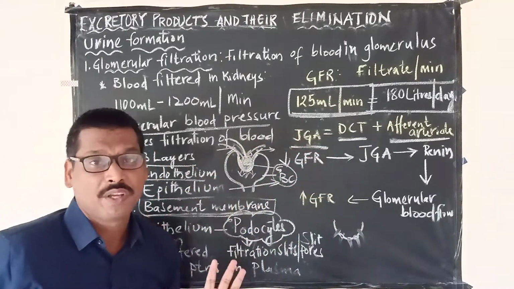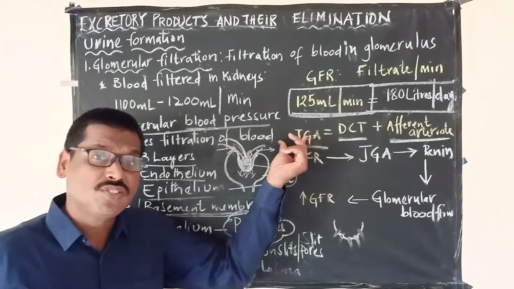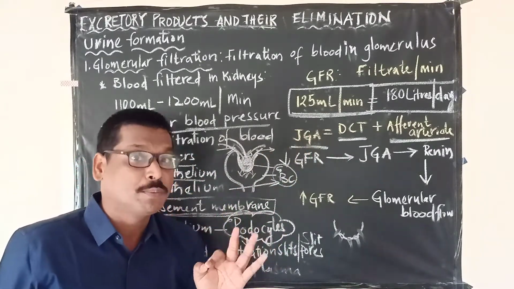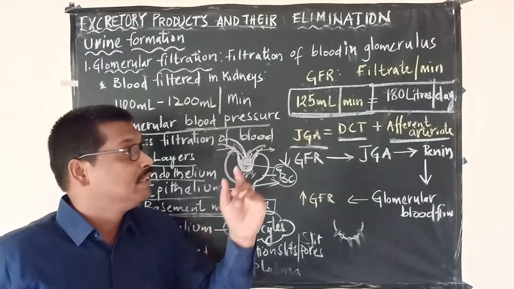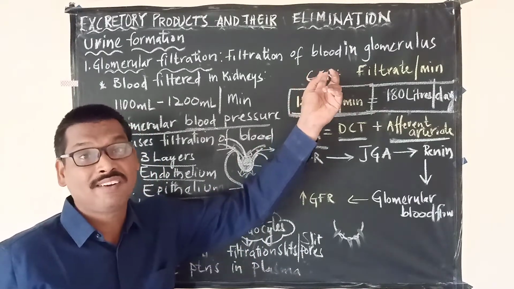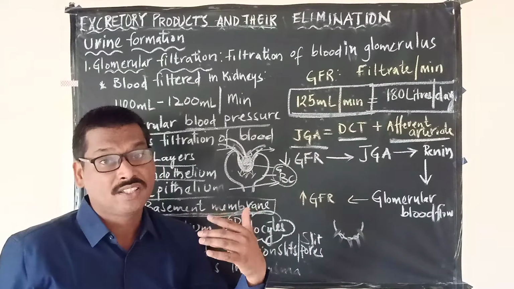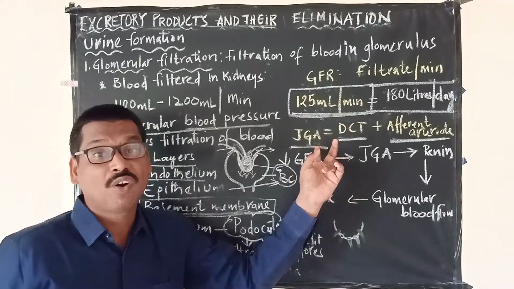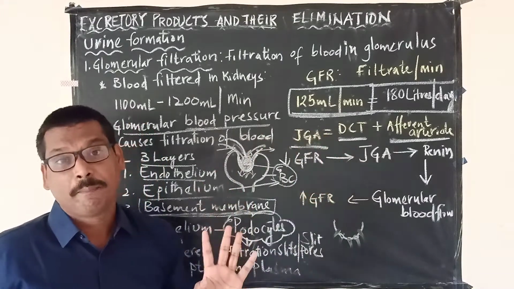Juxtaglomerular apparatus, we are calling it as. Now, it is this juxtaglomerular apparatus which will be responsible to identify the glomerular filtrate rate, whether it is increasing or decreasing or whether it is maintaining it as normal. It is this juxtaglomerular apparatus that will be maintaining.